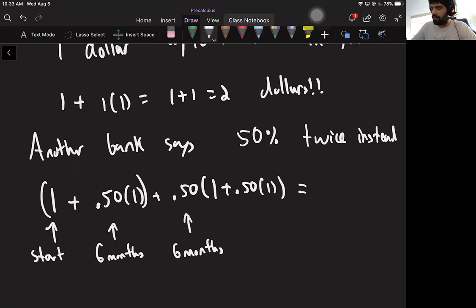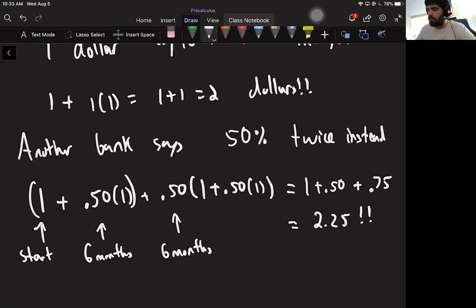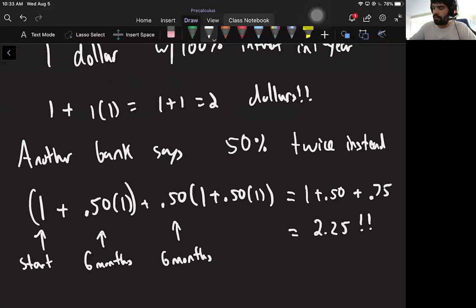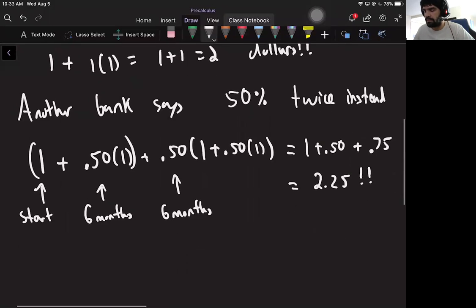But another way to think about it that's much simpler is $1 plus you get 50 cents at 6 months, and then you get 50% of that amount. So what's 50% of $1.50? That would be 0.75. Half of $1.50 is 75 cents. So now you're up to $2.25. Oh, so actually you get a little bit more this way than up here. You only got $2. So now you think you're onto something. You say, aha, I'll just keep doing that type of thing.